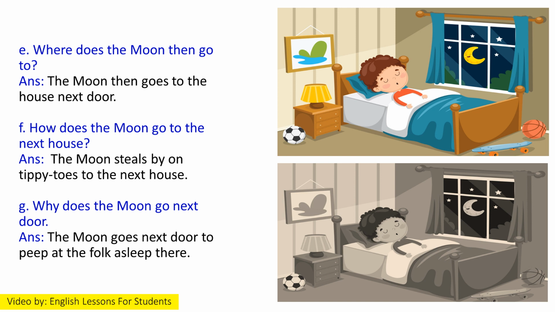F. How does the moon go to the next house? Answer. The moon steals by on tippy toes to the next house. G. Why does the moon go next door? Answer. The moon goes next door to peep at the folk asleep there.